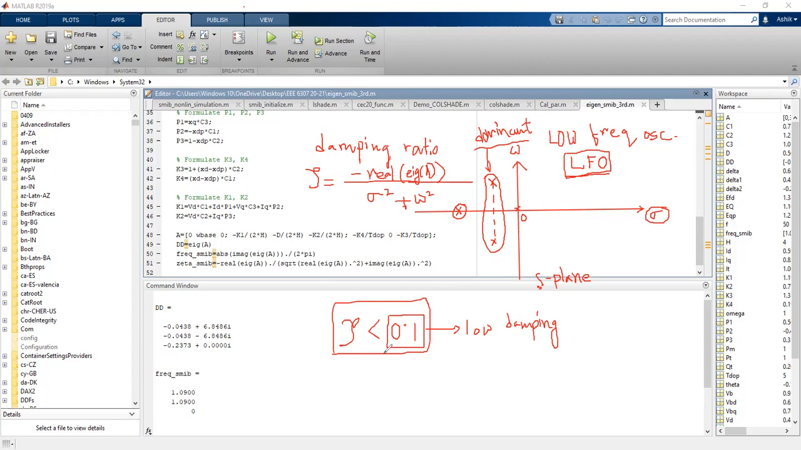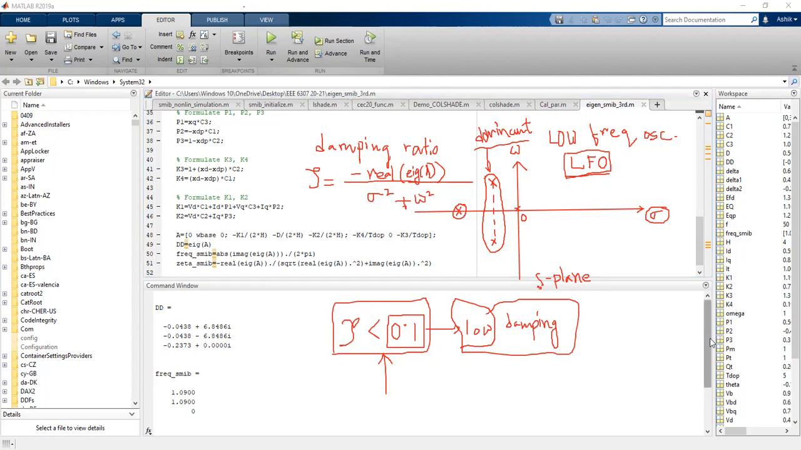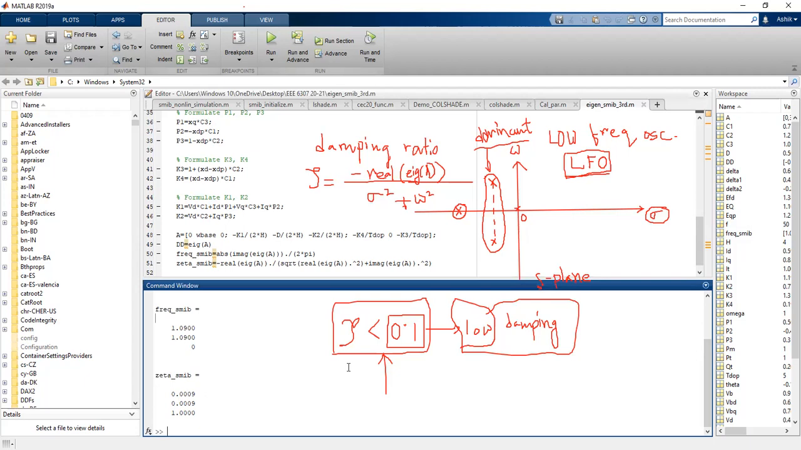So that's why we should take some measure ultimately. Although the system is stable, we should take some measure to enhance this value of damping. We got 0.0009, very less. So we have to take some measure ultimately to take care of this low damping of the system and have better damping for the SMIB system.